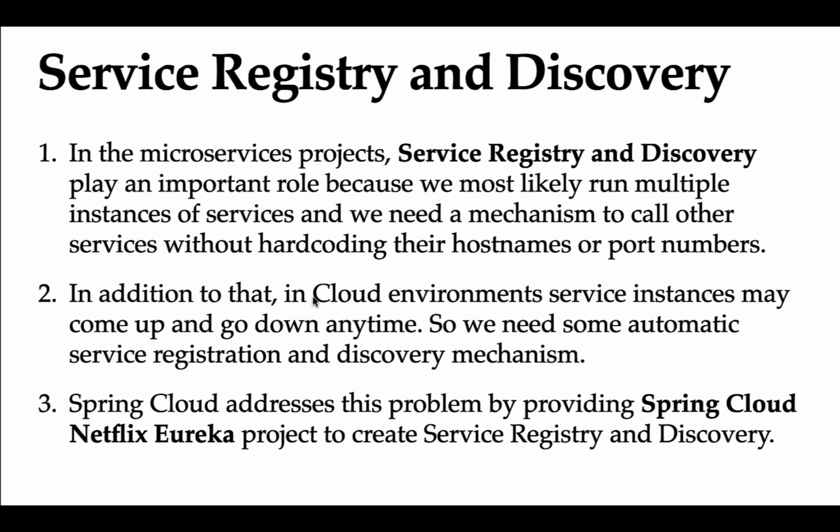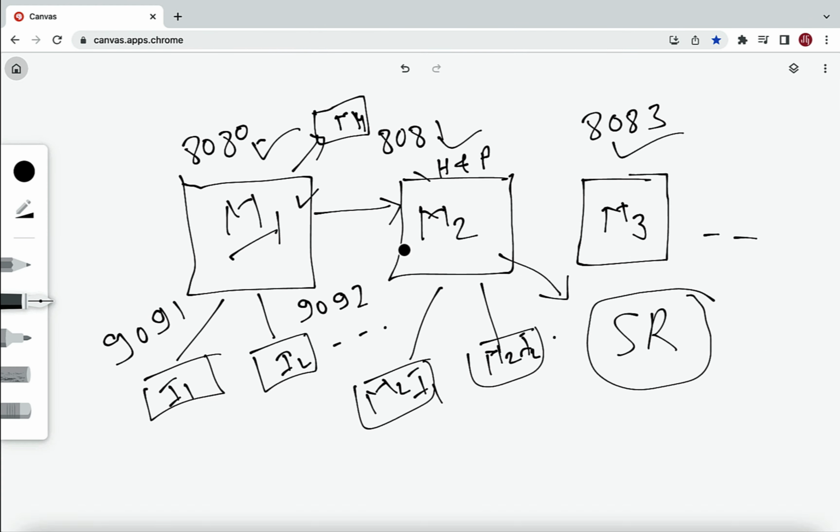In addition to that, in cloud environments, service instances may come up and go down anytime. So we need an automatic service registration and discovery mechanism. In a typical microservices project, we may have a lot of microservices and their instances running, right? And we need to keep track of all the microservices and their instances in a single place. That is where service registry and discovery comes into the picture.